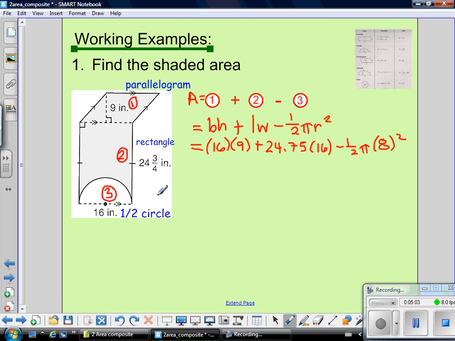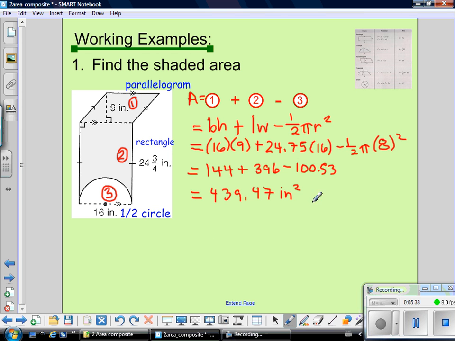So after that's done, it's just a matter of calculating with my calculator. Now, through the magic of video, I have taken the liberty to calculate this ahead of time, and so now I have what each one of those calculates to, and then again add the first two, subtract the last one, and I end up with 439.47, and we are in inches, so it will be inches squared.